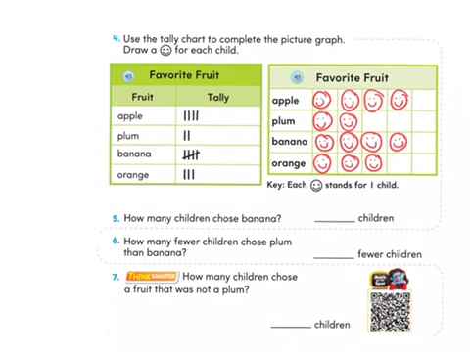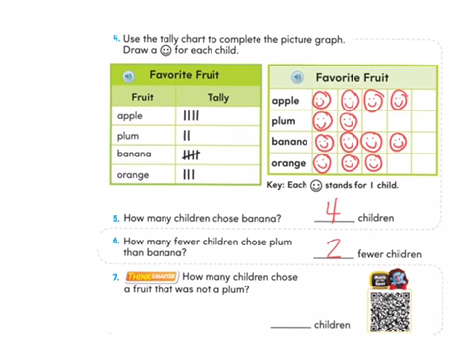So now we can answer the questions. How many children chose banana? We can count 5 kids chose banana. How many fewer children chose plum than banana? So that means we need to subtract 5 minus 2, which is pretty simple, is 3 fewer children.